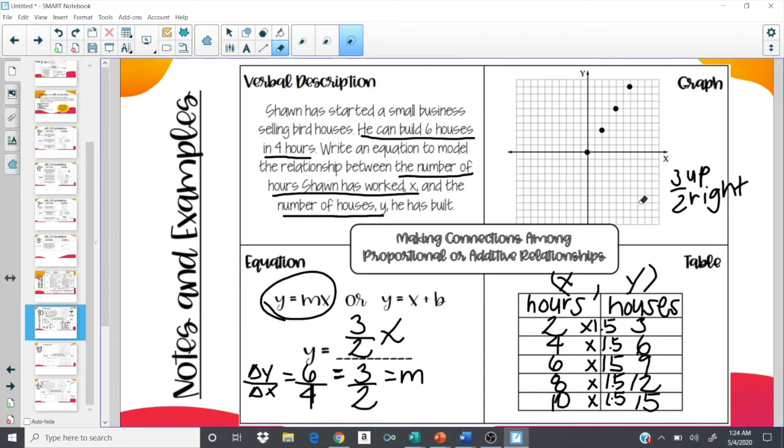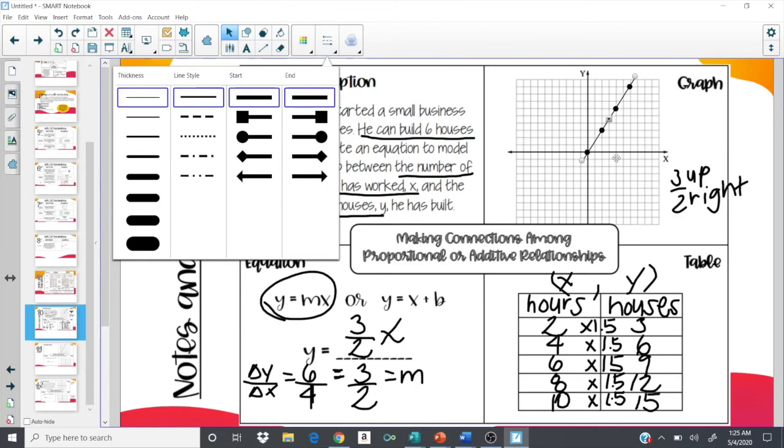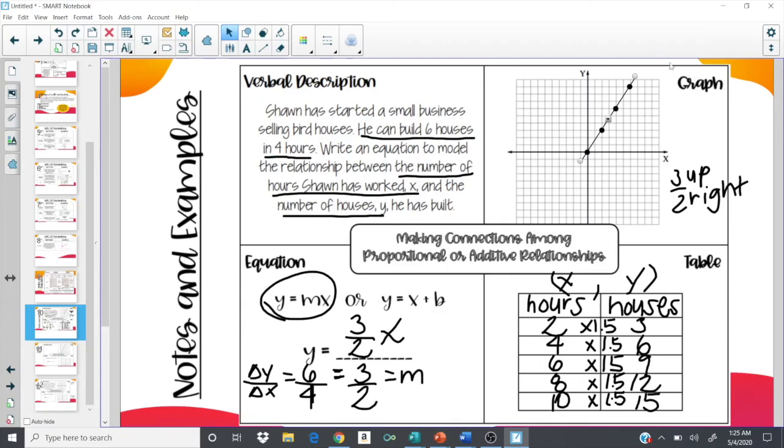Well, actually, we're going to get rid of this point because at that point we will be getting into negatives and we don't have negative time, or we can't build negative houses. So we're going to stop at the origin. Okay. In 0 hours, he will make 0 houses. Connect your dots using your straight edge or ruler.